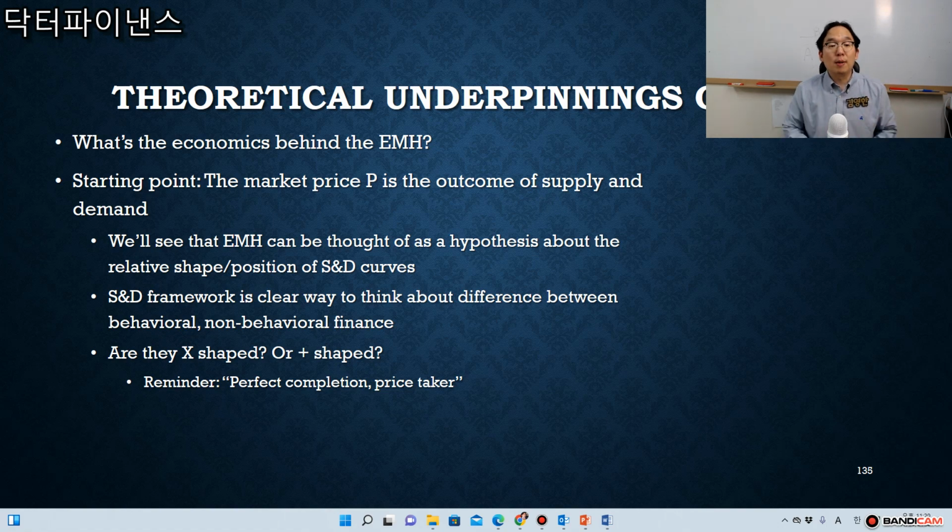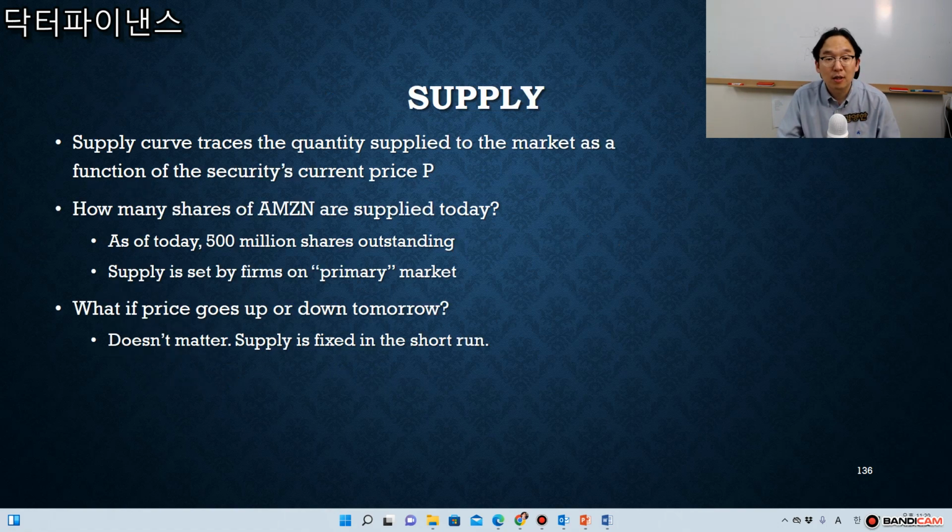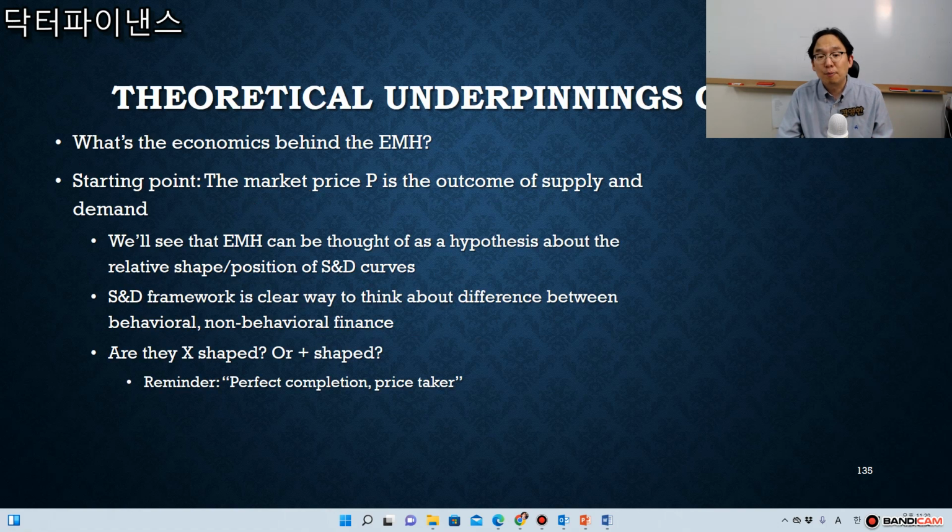And then the supply and demand framework is a clear way to think about the difference between behavioral and non-behavioral finance. Are they X-shaped or cross-shaped? Okay, is the serious question. Reminder is perfect competition, right? And especially as a price taker. Remember, you're not a price influencer. You are simply a price taker. Whatever the price is determined in the market, you have to take it. In that setting, how is it shaped?